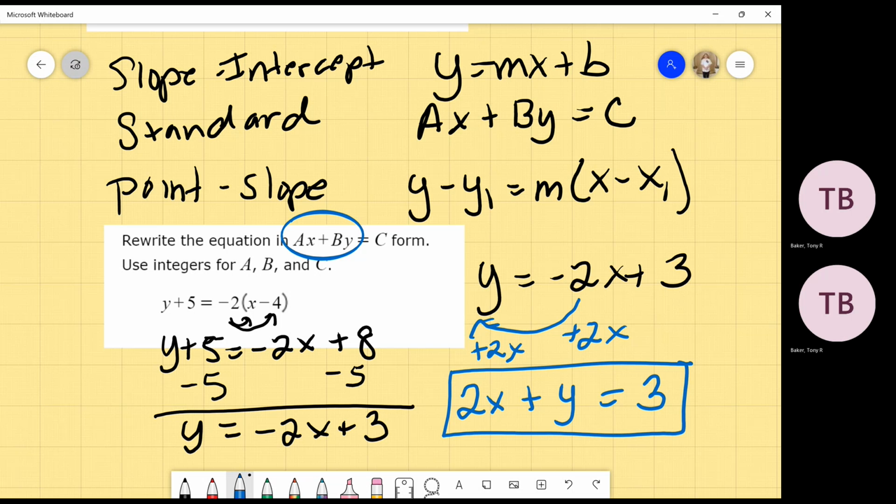So, and don't stop when the y is by itself, which we all want to do all the time, because that's the goal, because that's function notation. That's literally what we normally work with. So standard form works really well with the x and y intercepts. That's why we use standard form.